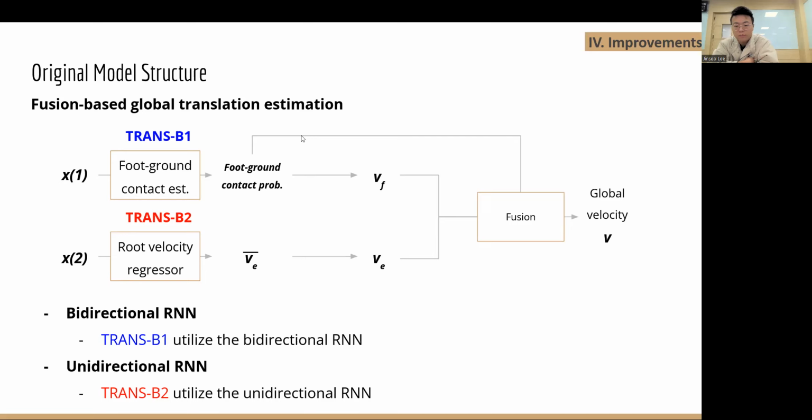And the upper part of the figure demonstrates this process. Second, we try to regress the velocity directly from the joint positions and inertia measurements, as the lower part of the figure shows. And after predicting the velocity by these 2 methods, we combine them to produce a single but more accurate velocity. We call it the fusion process. Note that TransB1 uses a bidirectional RNN model, while the other utilizes a normal, unidirectional RNN model.